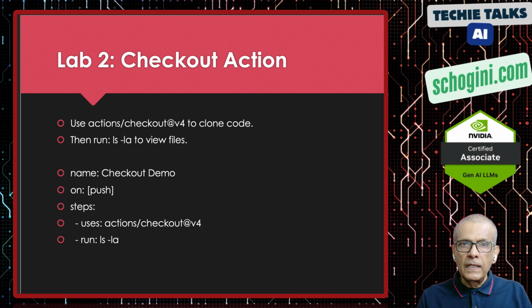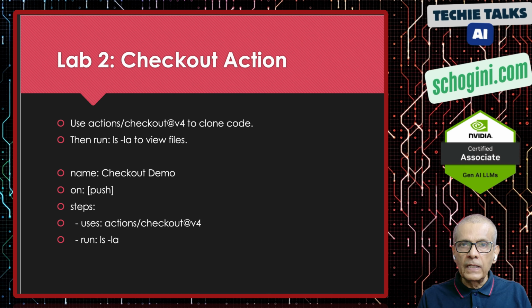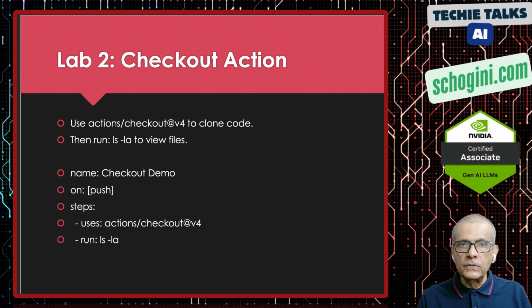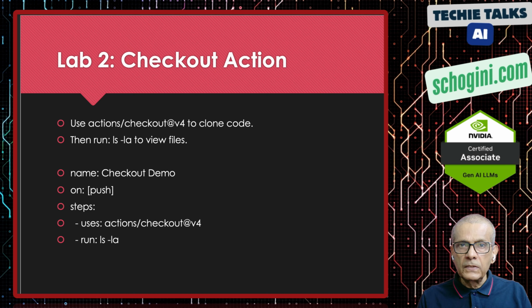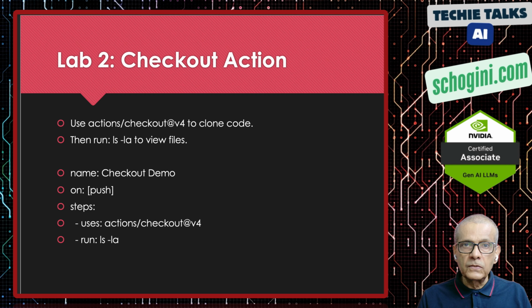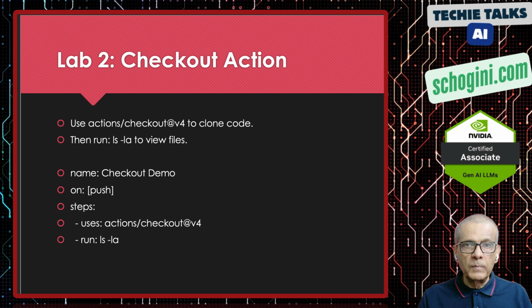And we just run ls -la. You will see your files printed in the build logs. That is how the runner gains access to your source code. So most of the jobs, we will have this checkout action. That is how the runner gains access to your source code for testing or building.